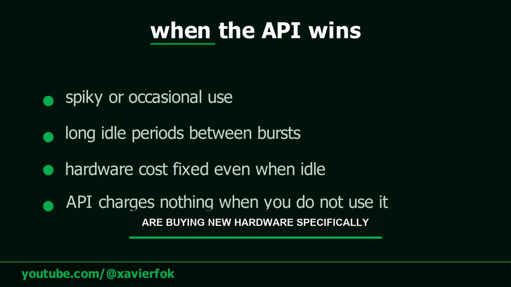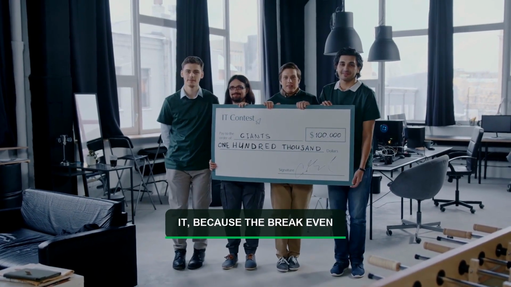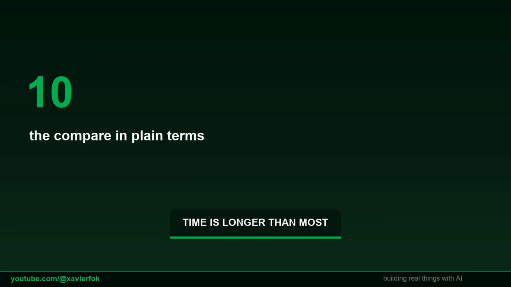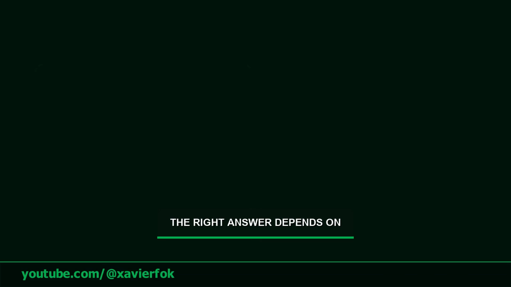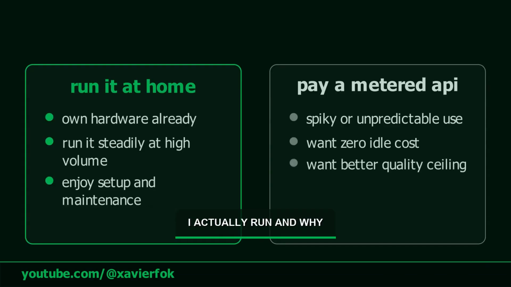If you are buying new hardware specifically to run AI, you need to be honest about how much you will actually use it, because the break-even time is longer than most people expect. If your use is occasional or unpredictable, the metered API removes the fixed cost entirely and charges you only for what you actually do. Neither option is free, neither option is universally better. The right answer depends on your actual usage pattern.